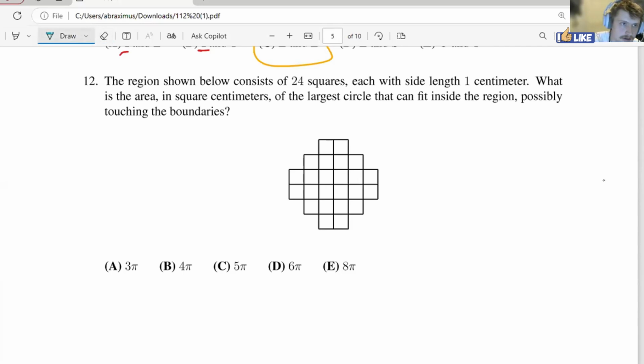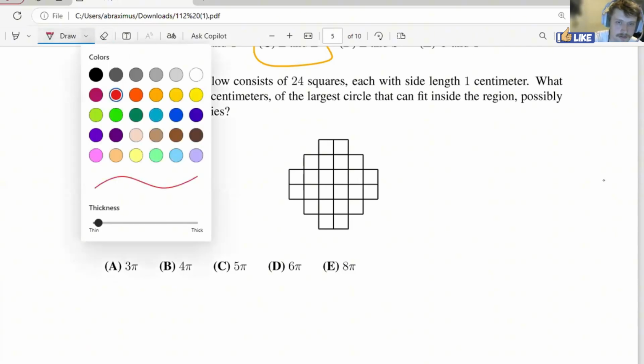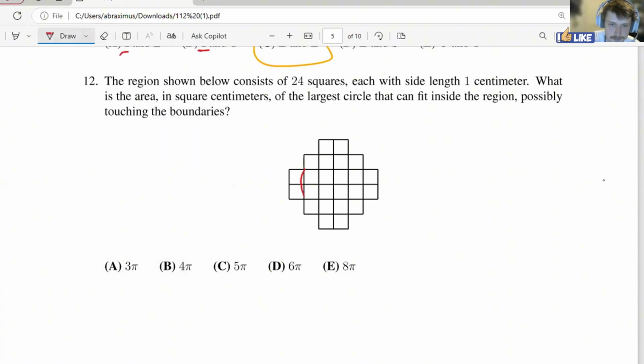All right, so the largest circle we can draw inside of this thing passes through these points. It's going to have to touch some of the corners, and it passes through these 8 points. These 8 points are one down and two left or right, or one up or down, two up or down, and one left or right away from the center.